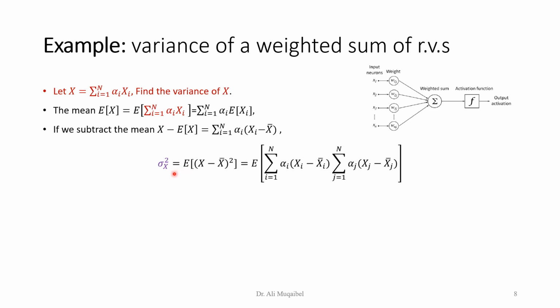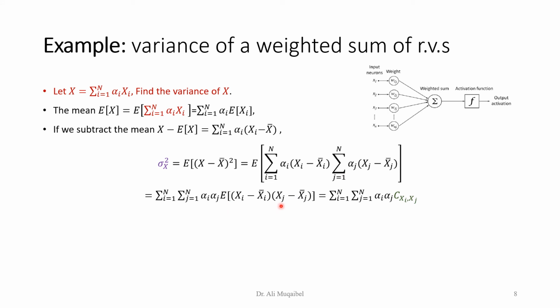So the variance is defined to be the expected value of X minus the mean, squared. This is the definition of the variance. To go from here to here, I'm just substituting. So every one of them is equal to this term. Because we have a square, we are multiplying twice. Now this can be written in the following format. It's a double summation. All right. And then again, we take alphas outside the expectation.